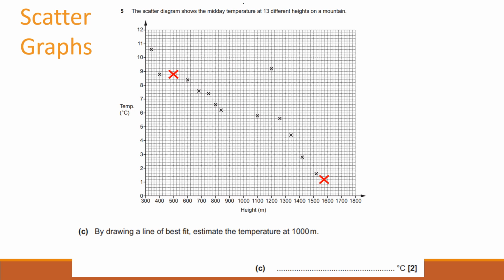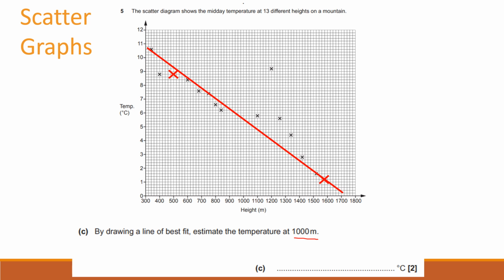Now part C is we've got to draw on a line of best fit, and we've got to estimate the temperature at 1000 meters. Now the line of best fit is a straight line that goes through the majority of points, and you've got an equal number of points below the line and above the line. So I've just drawn a line on here, going through as many points as I can, and there are 5 points below the line and there are 5 points above the line. So this is a good line of best fit.